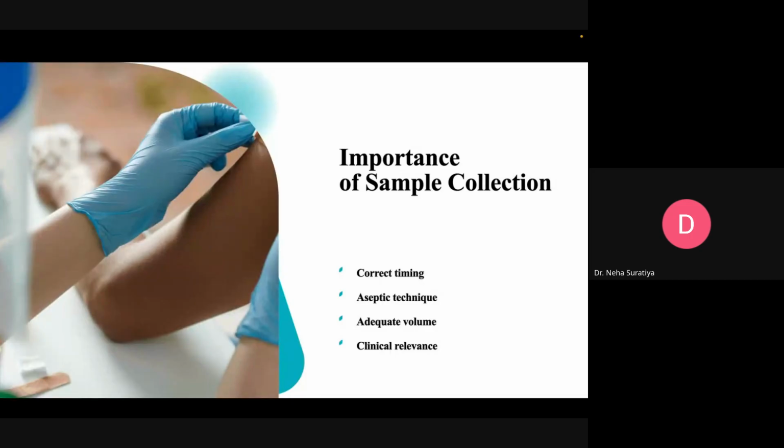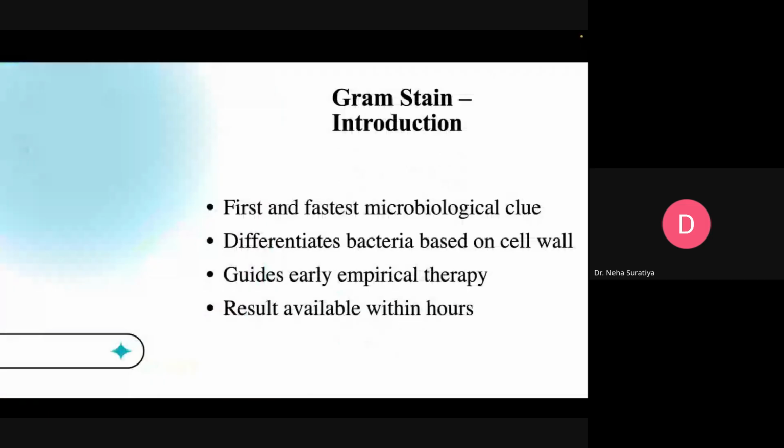Importance of sample collection: correct timing, aseptic technique, adequate volume, clinical relevance, everything is making sense in the sample collection. Just have a thought in mind that we have lots of chances of errors if one single step in the chain is not correct. Okay, so importance is very important to consider.